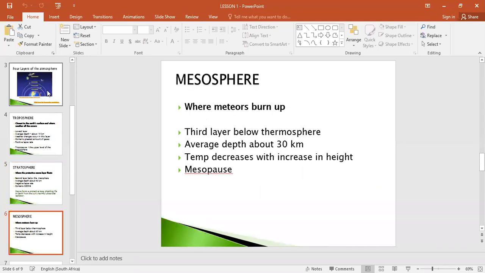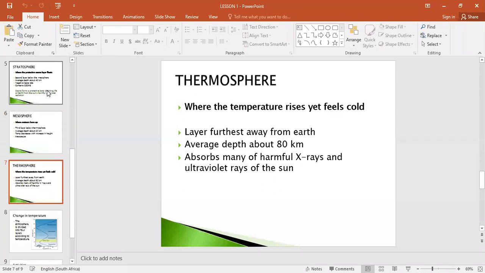And then we have the mesosphere, where meteors burn up. That is the third layer, below the thermosphere, average depth of 30 kilometers. Temperature decreases with increase in height, and that is the mesopause. Then the last one is your thermosphere, where the temperature rises yet feels cold. It is the layer furthest away from the Earth, average depth is 80 kilometers, and it absorbs many harmful X-rays and ultraviolet rays from the sun.